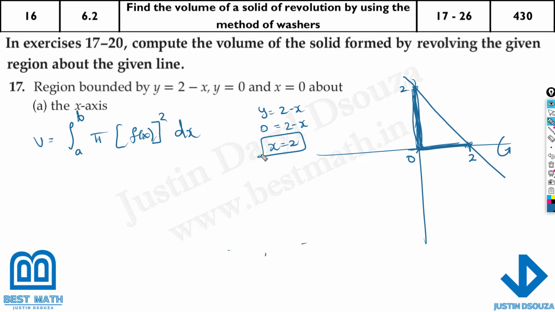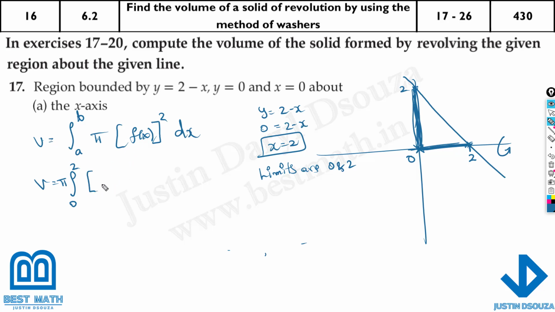Now, next what we have to do is limits. The limits are, or you can write x limits, or along the horizontal axis, 0 and 2. So you need to solve from 0 to 2, integration of 0 to 2, pi. I'll write pi outside because it's a constant term. You can write it in or out, it's the same thing.